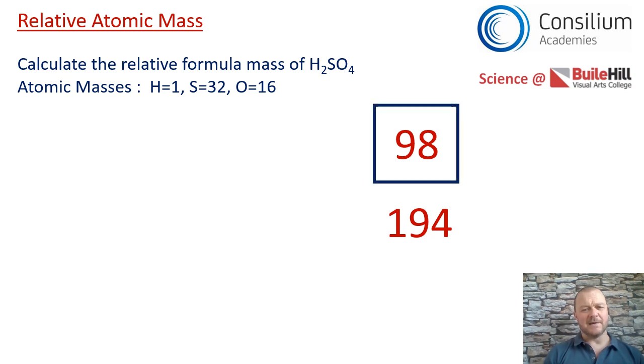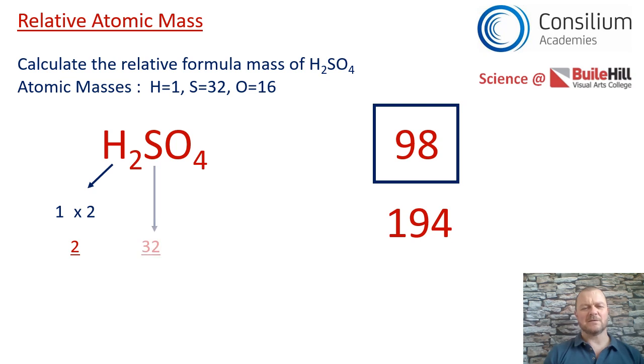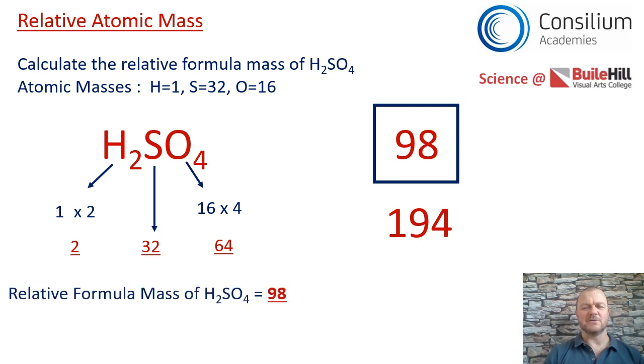The answer is 98, and let me show you how we get to that answer. H is 1, but there are 2 of them, so H is equal to 2 overall. There is no number after S, so that means we've just got one S atom, so S is equal to 32. The 4 after oxygen means that it's going to be 16 times 4, which gives us an answer of 64. And if we add together all those 3 numbers, the answer comes to 98.